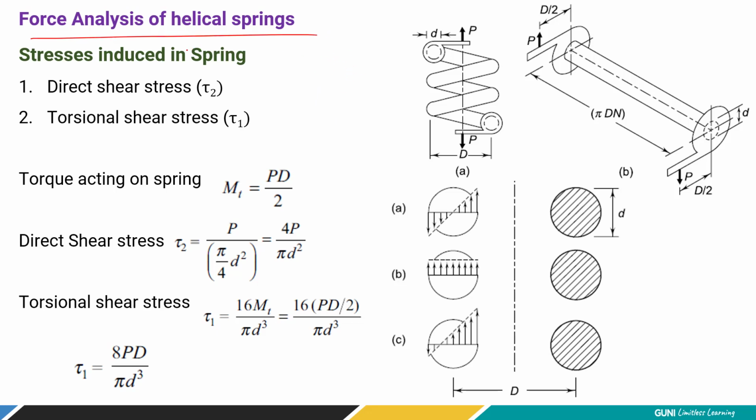For the force analysis, in short, we need to understand what stresses are induced in a spring. What kind of stresses are there? Here a helical spring is shown. Whenever load is applied, either tension or compression, these coils either come closer or move away. But in both cases, it is only possible when one coil twists with respect to the other coil. Just imagine what I'm trying to tell you.